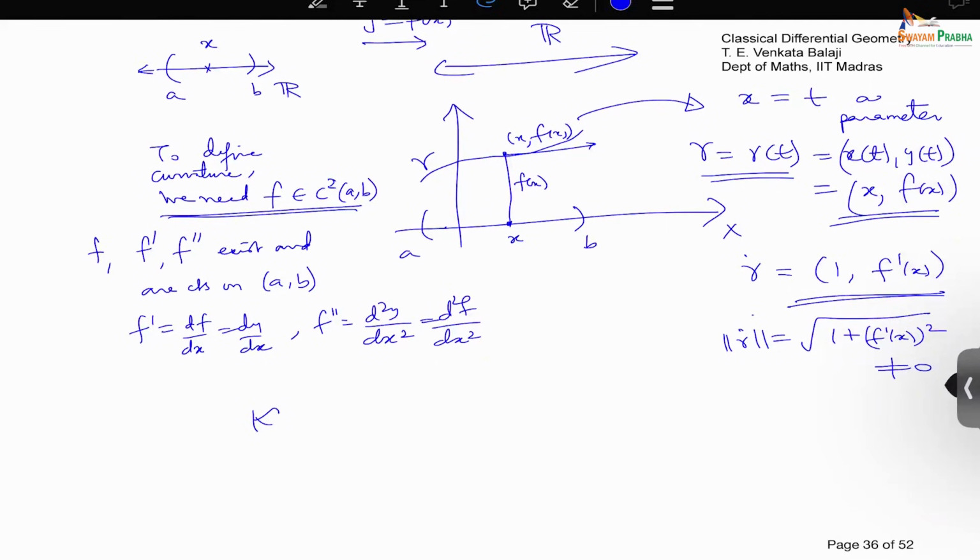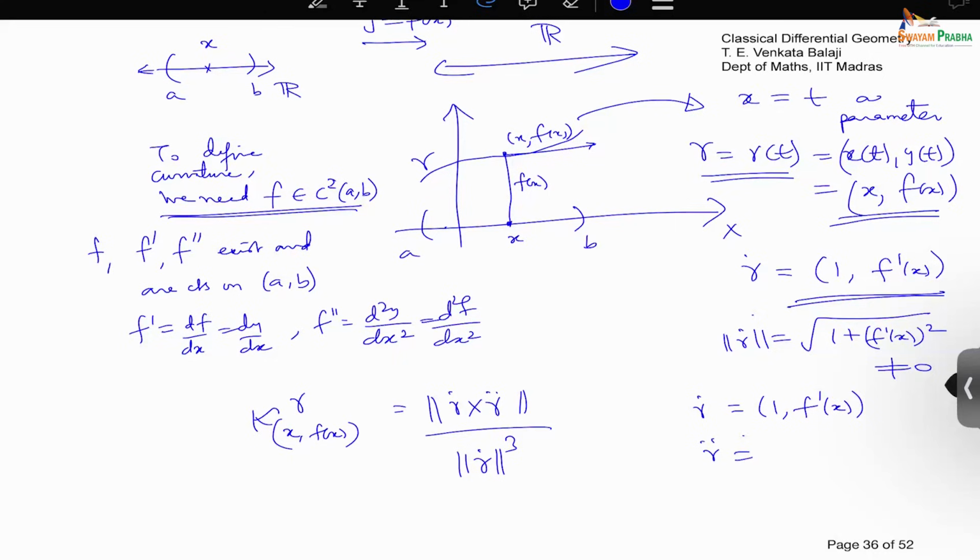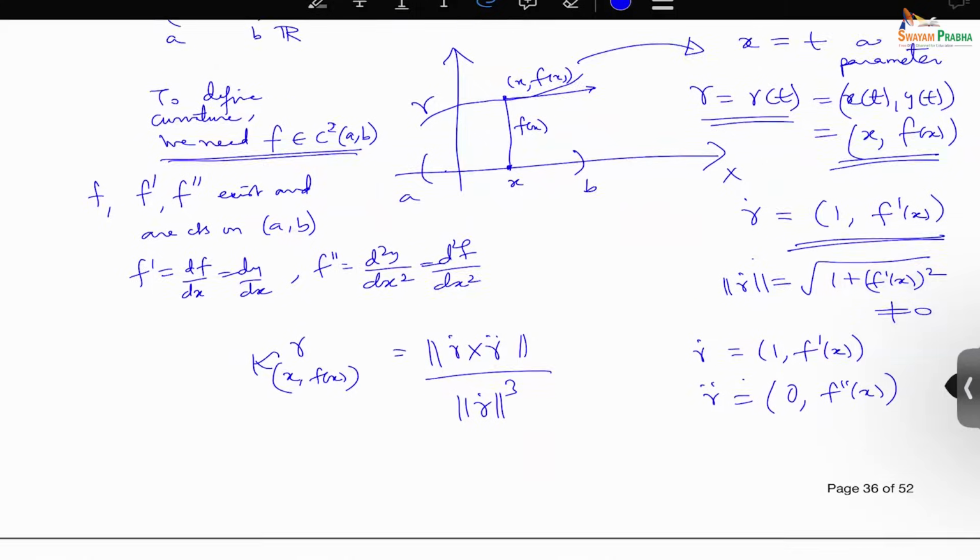So the curvature at (x, f(x)) for gamma is going to be the norm of gamma dot cross gamma double dot, divided by the norm of gamma dot cubed. Norm gamma dot is this, and gamma dot is (1, f dash of x). Gamma double dot you differentiate again with respect to t, but t is x, so you are again differentiating with respect to x, so it is just (0, f double dash). And what is the cross product of this?